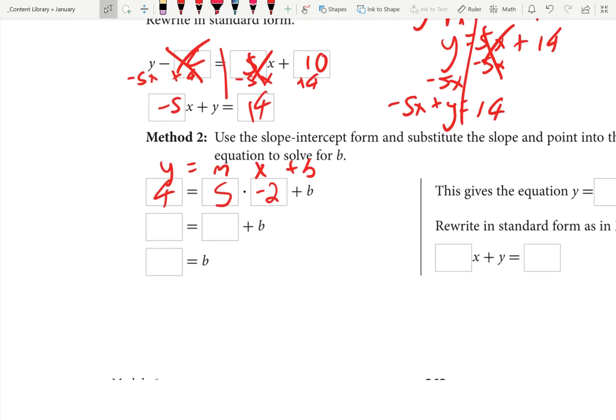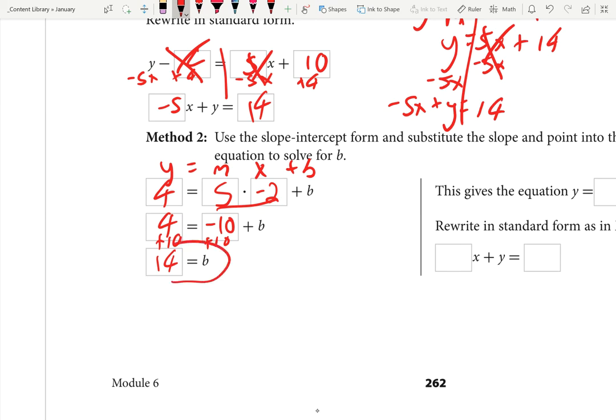So remember, if you use this method, you don't actually have an answer for b yet. You don't actually have the y-intercept. So you're actually doing a problem first. You're trying to figure out what the y-intercept is first, and then you're going to use that information later to just rearrange it into standard form. So 5 times -2 ends up being -10, and then bring this 4 down. So when I add the 10 to the other side, I end up with b equal to 14.